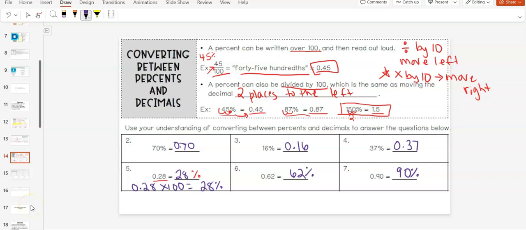So if you've paused our video, you should have had 0.70 for number 2, 0.16 for number 3, and 0.37 for number 4. For number 5, because we are turning the decimals, we're basically going the opposite direction, decimal into percent. We're going to do the opposite operation, and we're going to multiply our decimal by 100 to get our percentage, which means I'm moving my decimal to the right. So I'm going to move it 2 places to the right to get 28%, 2 places to the right to get 62%, and 2 places to the right to get 90%.